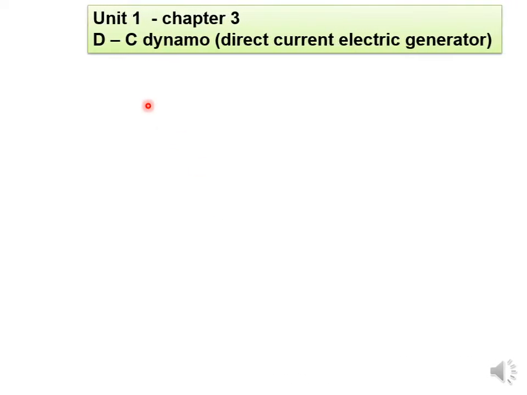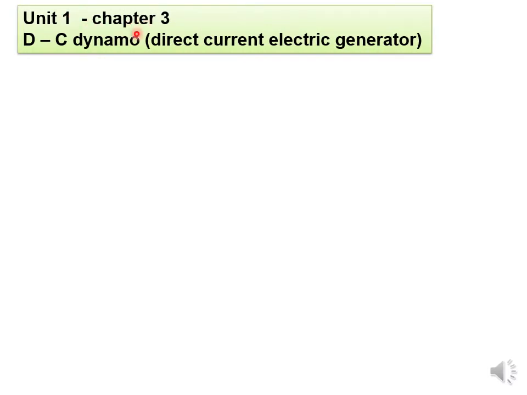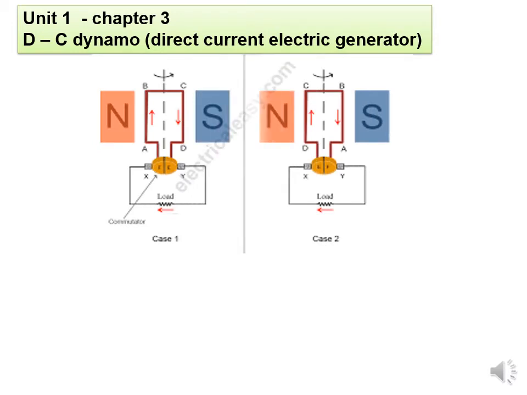الفيديو ده بيتكلم على جزء من يونت 1 شابتر 3 which is direct current dynamo or direct current electric generator. This is the direct current electric generator. Its structure is the same like alternating current electric generator except that the two metallic rings are replaced by a commutator. This commutator consists of two pieces insulated from each other.